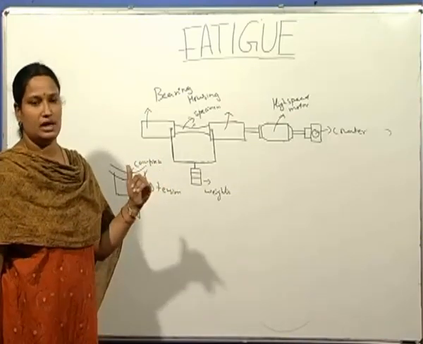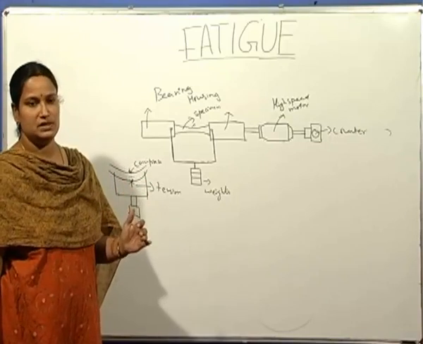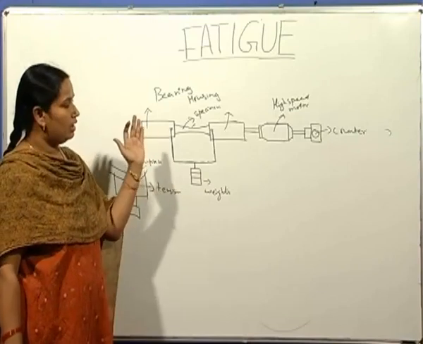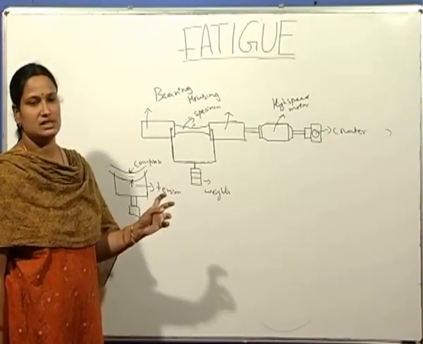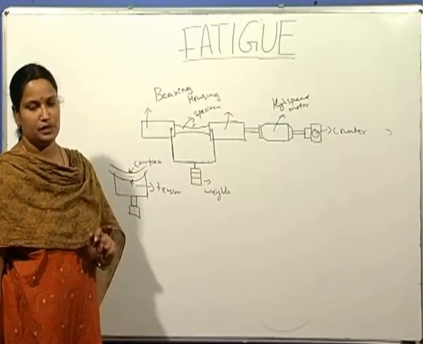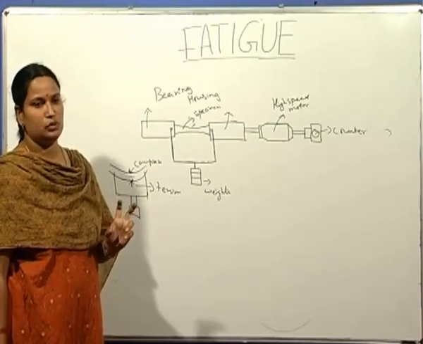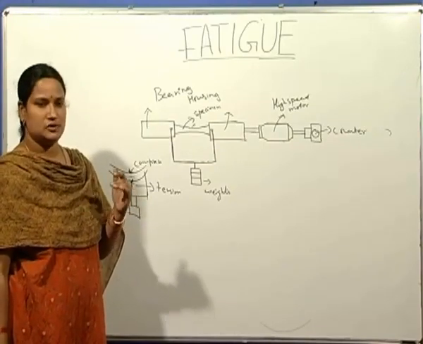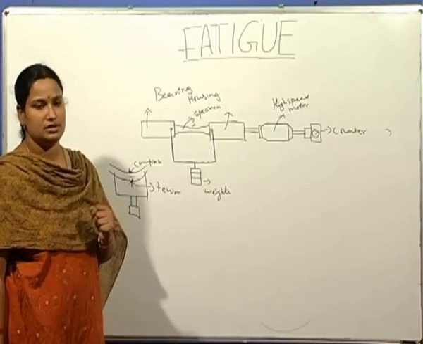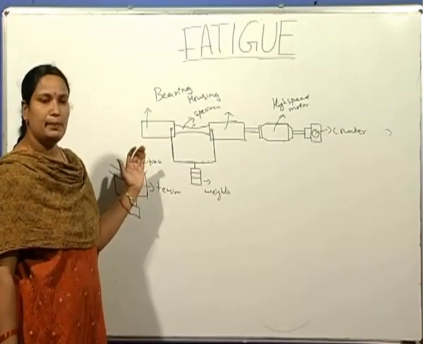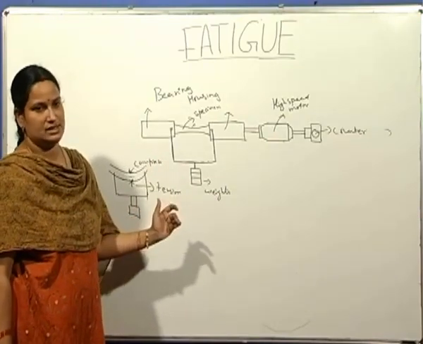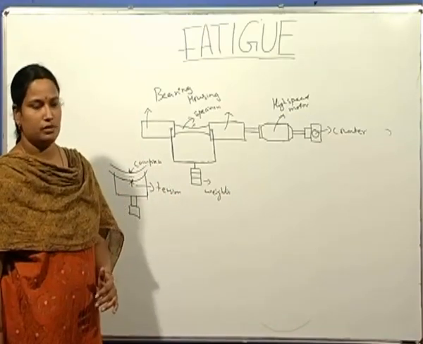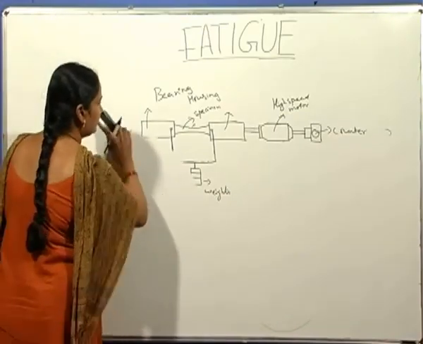So tests are conducted on a number of specimens of the same material for varying stresses. Then a plot is drawn between stress versus number of cycles to failure. Fatigue test results are subject to more scatter, so tests are to be conducted on a number of samples to get meaningful results. So for a number of samples, when one conducts the test, a plot of stress versus number of cycles to failure is drawn, and the plot somewhat looks like this.